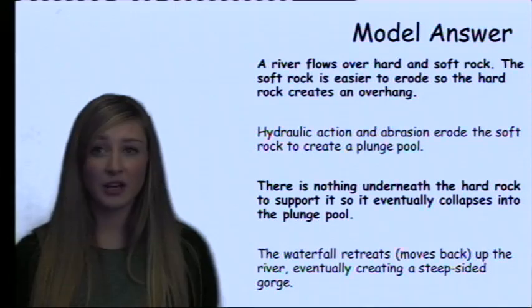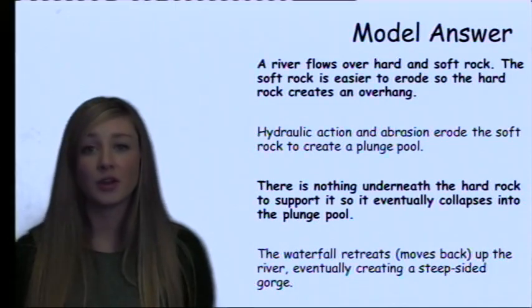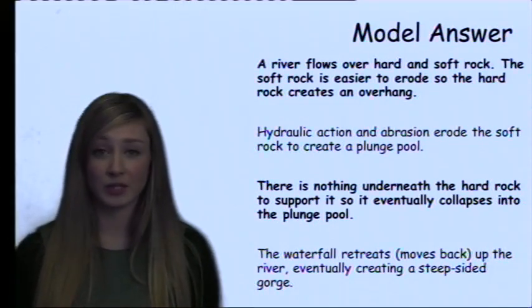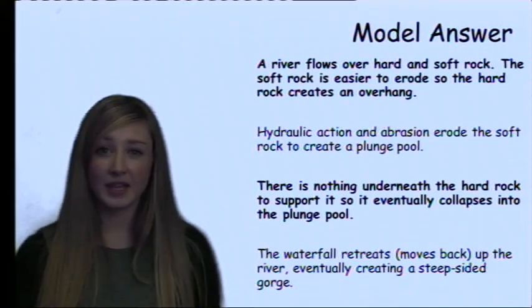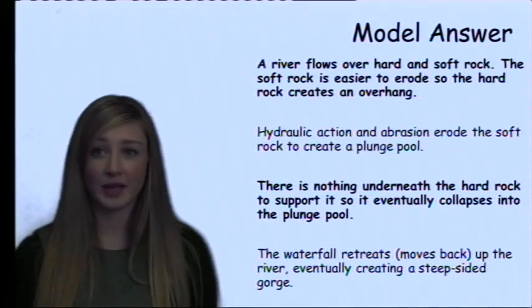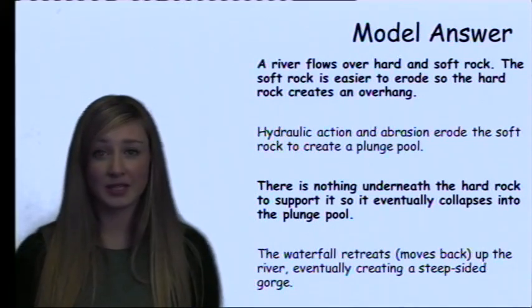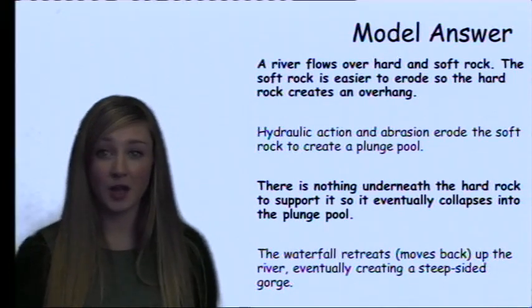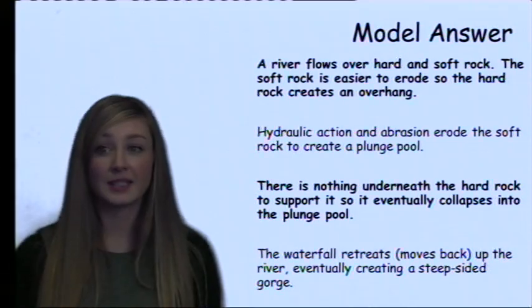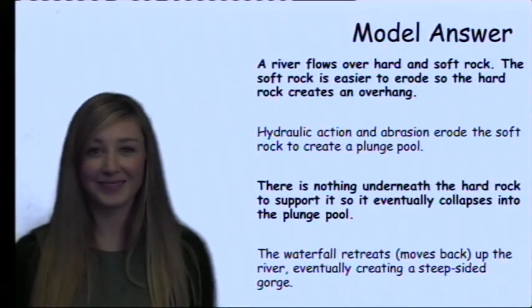The hydraulic action and abrasion erodes the soft rock, which causes a plunge pool to happen, and the bits of rock in the plunge pool flick up and they hit the soft rock and start to erode it. So the hard rock is going to collapse as it's not supported anymore. The waterfall is going to retreat or move back up the river, eventually creating a steep-sided gorge.